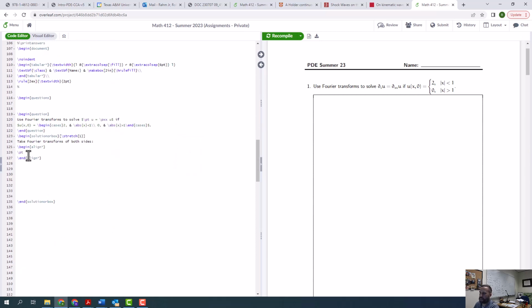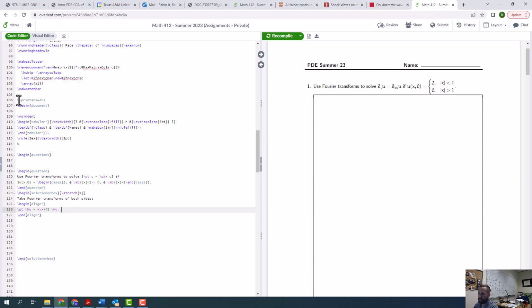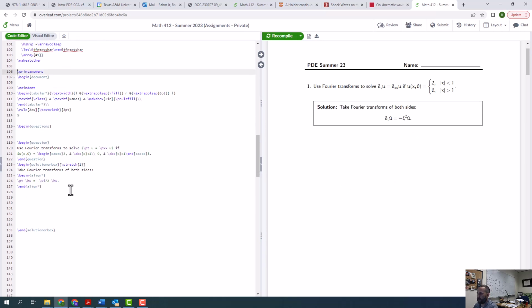Okay, so if I have the t derivative of u and take the Fourier transform, this is just the t derivative of the Fourier transform. And now the Fourier transform of the double x derivative is going to be minus c squared times the Fourier transform of u. So I'm going to compile. I just do control save to make it compile. I just want to make sure that I've got something. Okay, so that's what we have there.